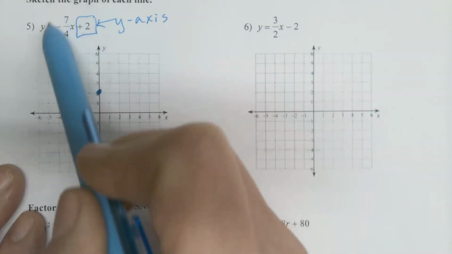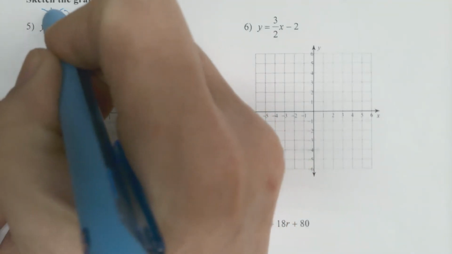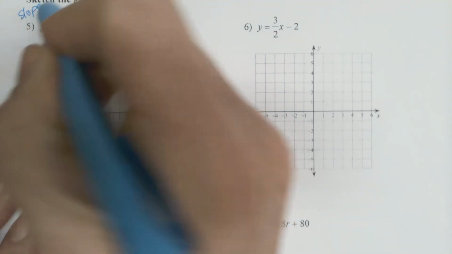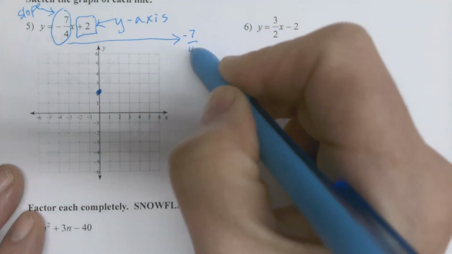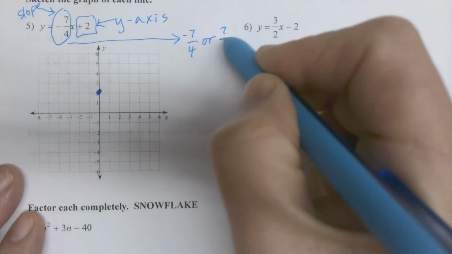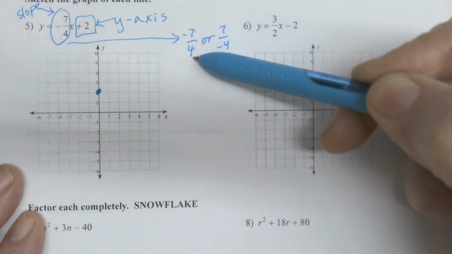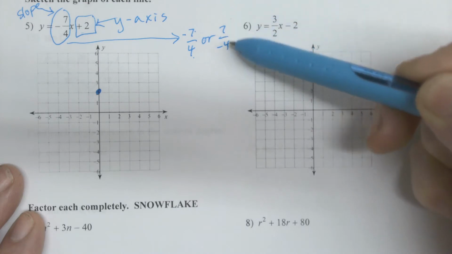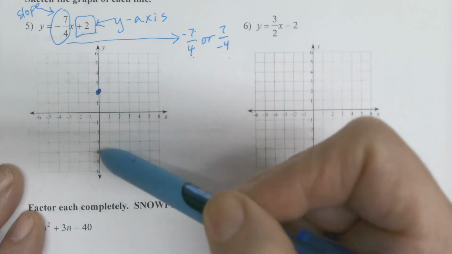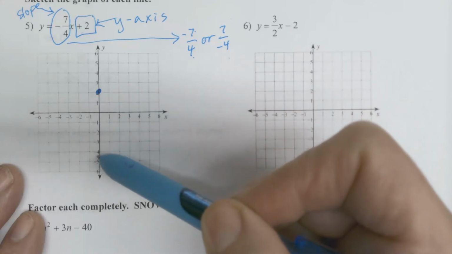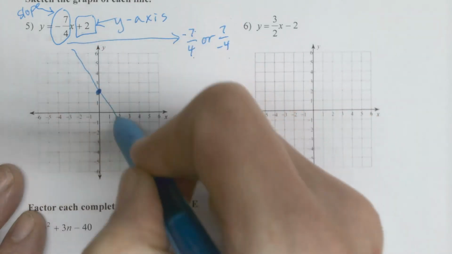And then this slope here, that's the slope. I'm going to put it over here. That's negative 7 over 4 or 7 over negative 4. So that means I go down 7, right 4, or up 7, left 4. Down 7, right 4 seems like the only one that's going to fit in here. So down 7, right 4, make a point, connect my lines.